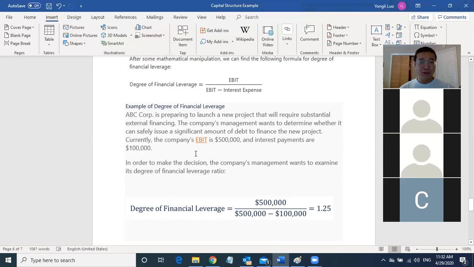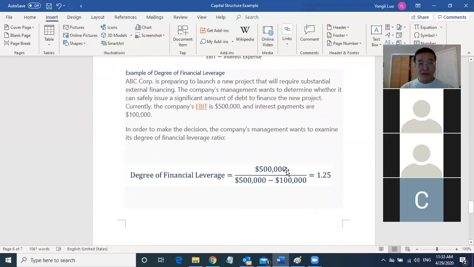So we give you an example of how to calculate degree of financial leverage. ABC company is preparing to launch a new project that requires substantial external financing. Currently, the company's EBIT is 500,000 and the interest payment is 100,000. So use 500,000 divided by 500,000 minus your 100,000 interest expenses. The degree of financial leverage is 1.25.